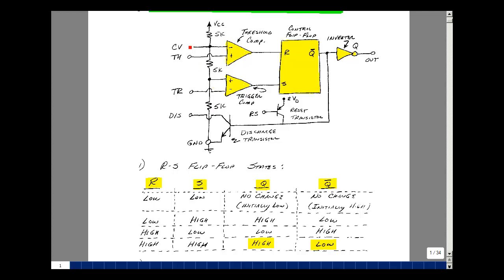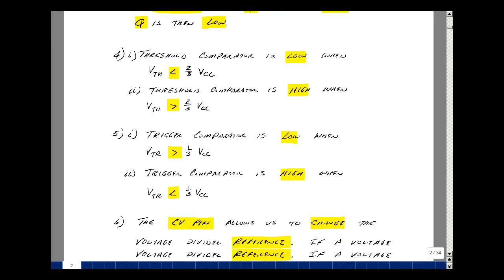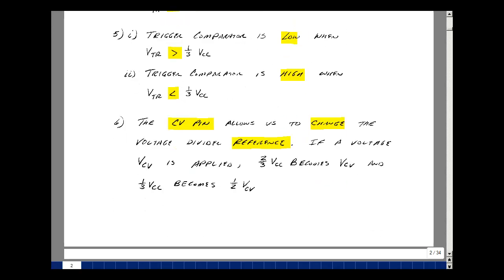Normally we won't put anything here. Occasionally we put a capacitor here to act as a filter so that no noise gets in, because this upsets the reference for these comparators. And all this is stated on this page.